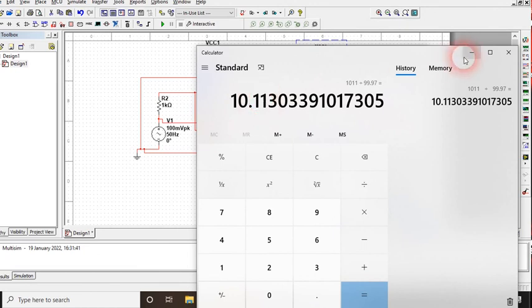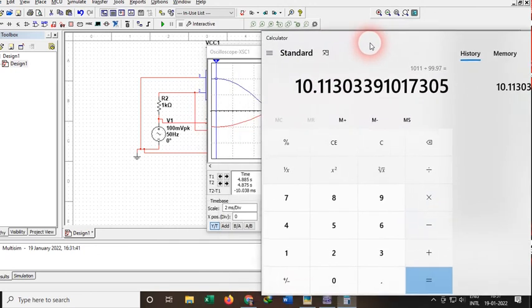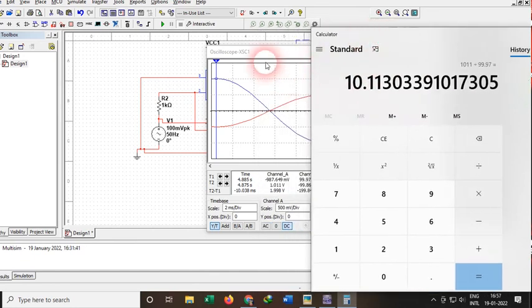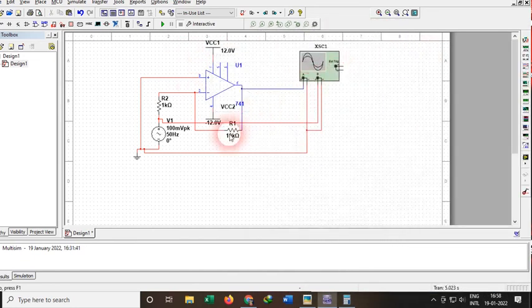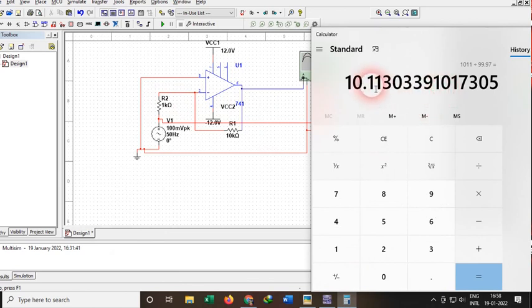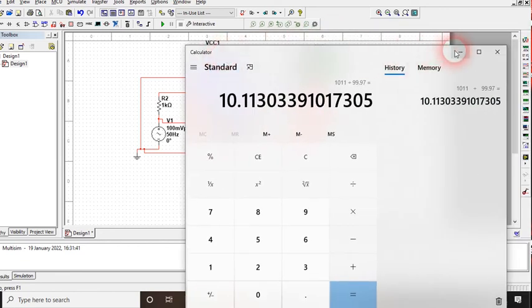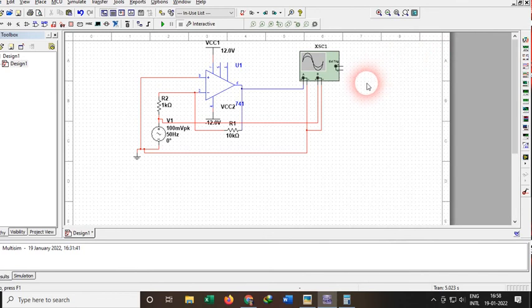Now if you check the theoretical gain, you will find it is simply 10 kilo ohm divided by 1 kilo ohm, that is 10, and practically we have got a gain of around 10.11. That means we have got an approximately equal value. In the case of the non-inverting amplifier as well as the inverting amplifier, the gain in practical and theoretical cases is approximately matching. There is some difference, but that is acceptable.